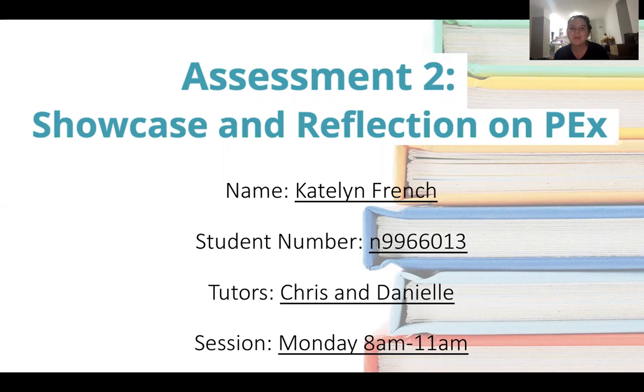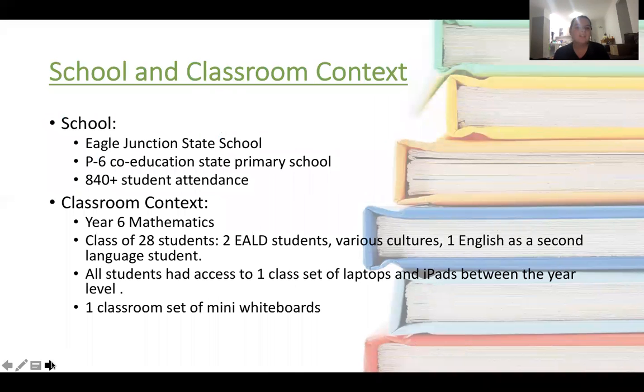My name is Caitlin French. My student number is 9966013. My tutors are Chris and Danielle, and my session is on Monday at 8 a.m. to 11 a.m. The school I went to was Eagle Junction State School.